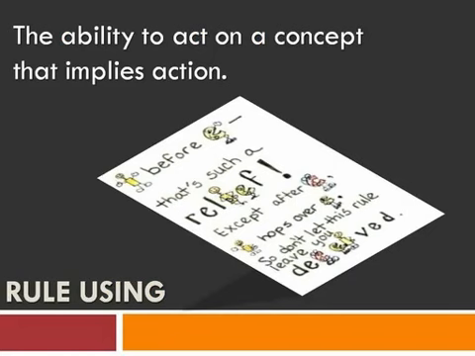Rule using is the fifth performance indicator. Now, I would like to think this is close to my own personal favorite rule of no clicky pens in the classroom, but it's really referring to the ability to act on a concept that implies action. The example given in the textbook is in spelling, that we learn different concepts and different rules, such as I before E except after C, and also a consonant is doubled when adding ing.